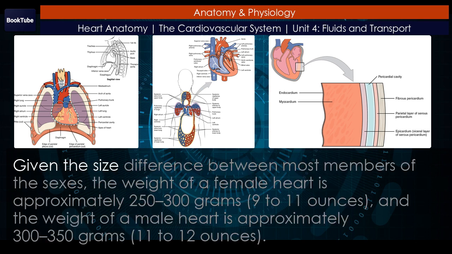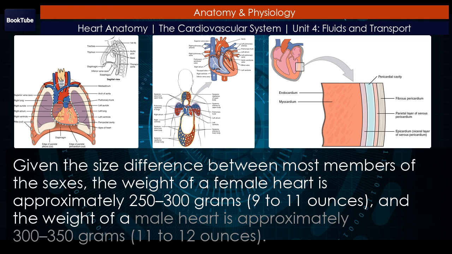Given the size difference between most members of the sexes, the weight of a female heart is approximately 250 to 300 grams (9 to 11 ounces), and the weight of a male heart is approximately 300 to 350 grams (11 to 12 ounces).